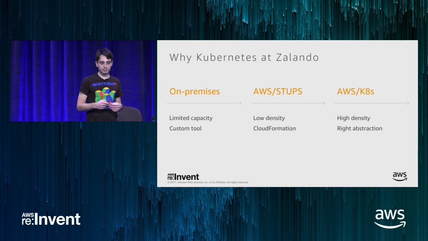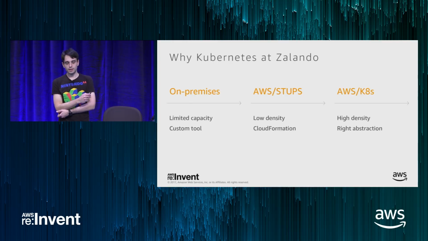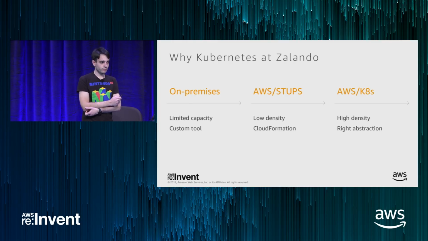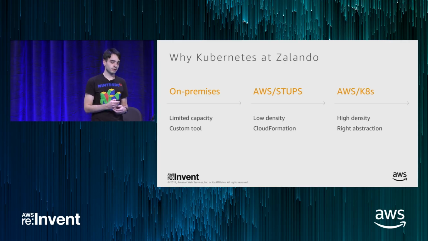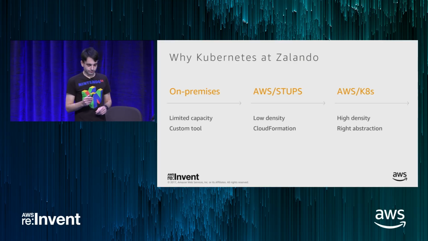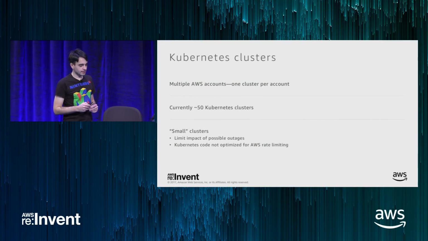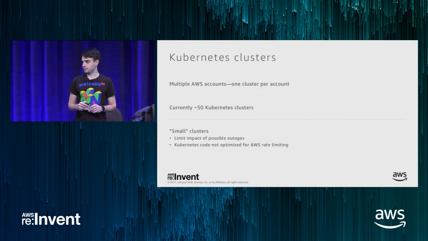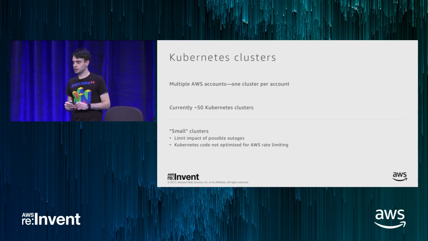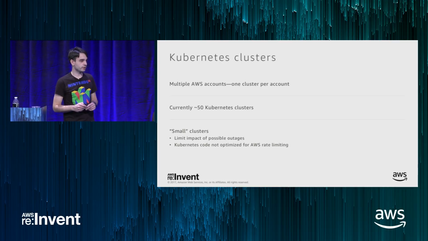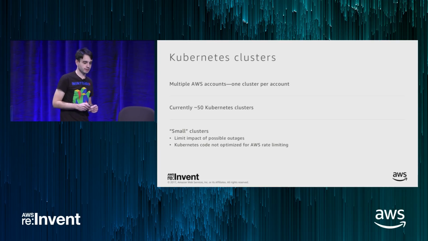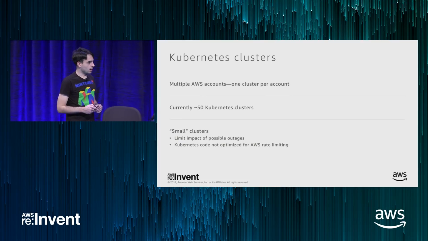We then decided to simplify this to achieve higher density, introducing Kubernetes on AWS, which we found to be a very great tool because of, first of all, its API and being open source. So our setup is based on multiple AWS accounts, and we provision one single Kubernetes cluster per AWS account. And we currently run 50 Kubernetes clusters, so quite a huge number.